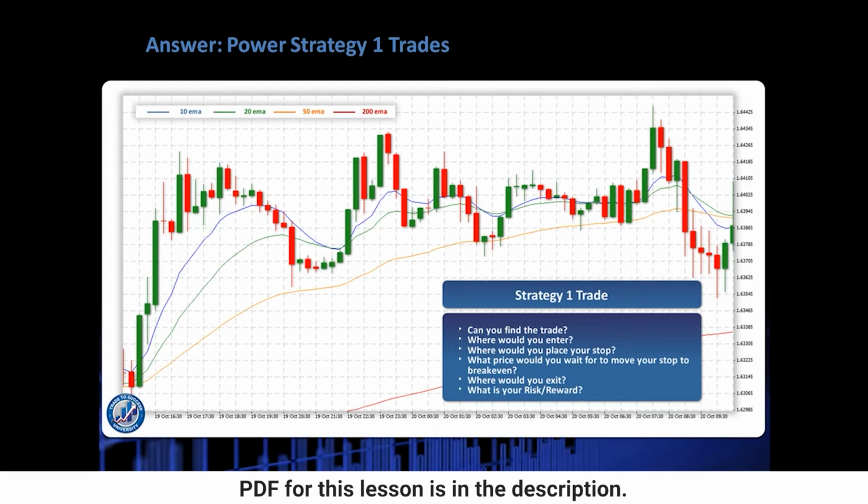Did you find it? That's the AB equals CD formation there. Now there are a few ABCDs that you can probably find elsewhere as well, but this is the one that we're going to focus on. Hopefully you identified this one as well.